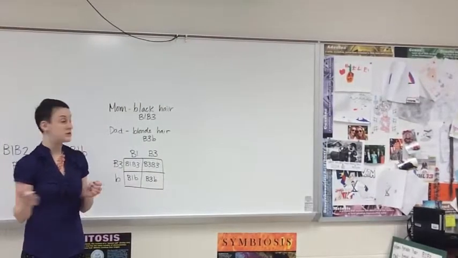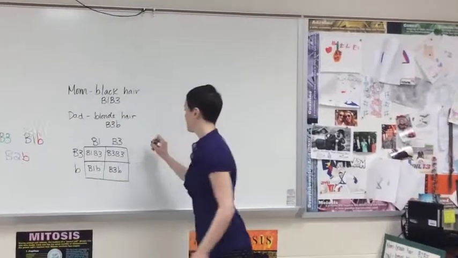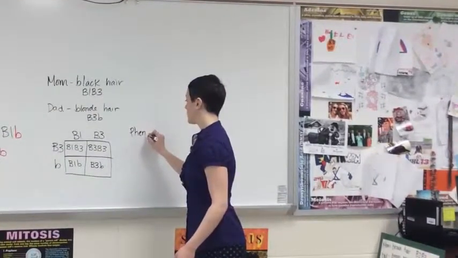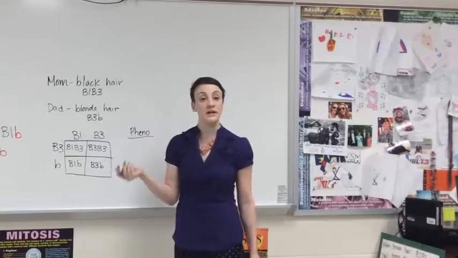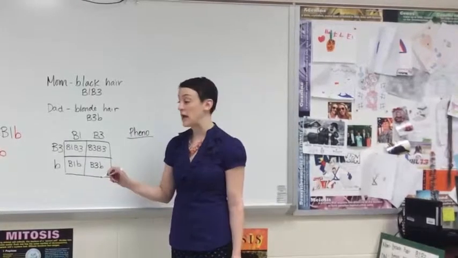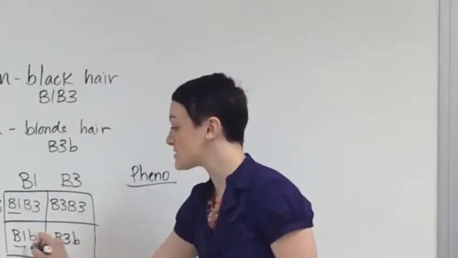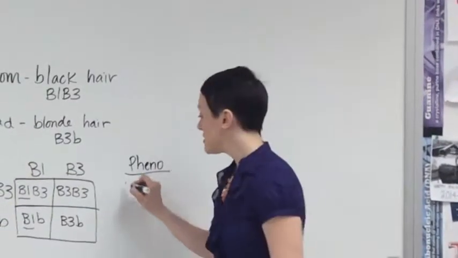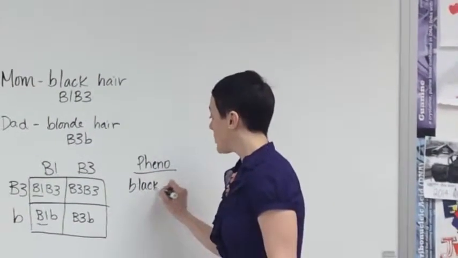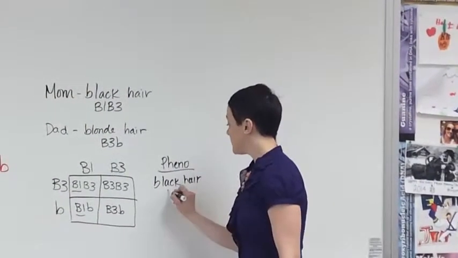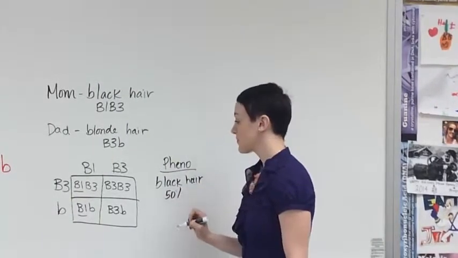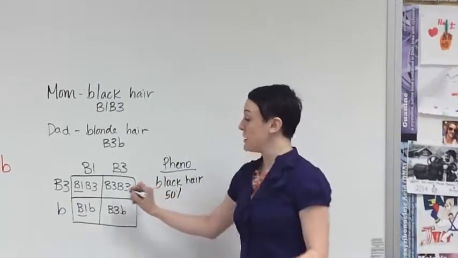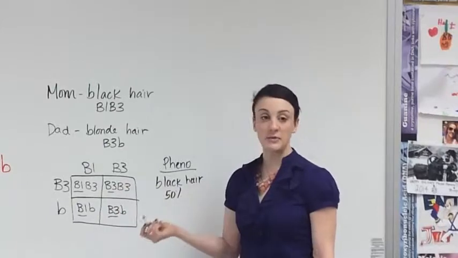So phenotype and genotype ratios. Anything with a B1 in it means a possibility of black hair. I have two boxes with B1s. So black hair is 50%. Anything with a B3 in it is going to be blonde hair.